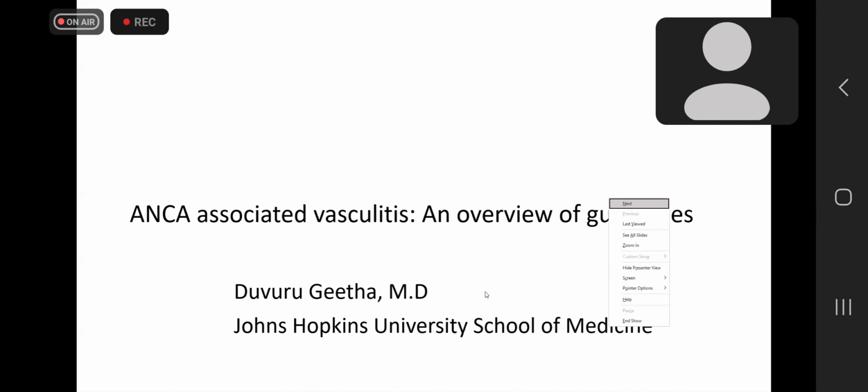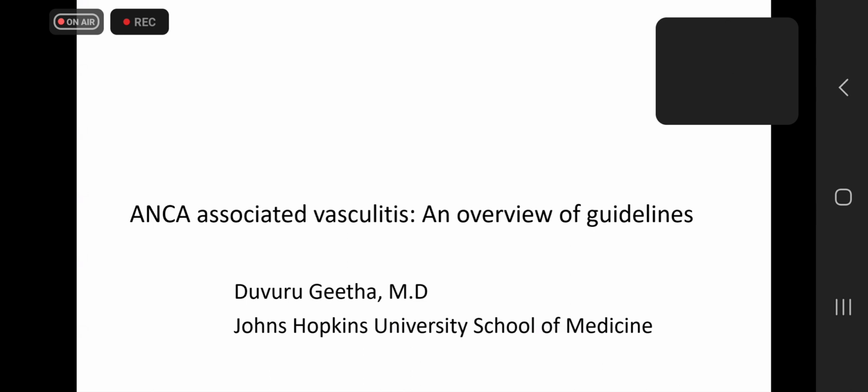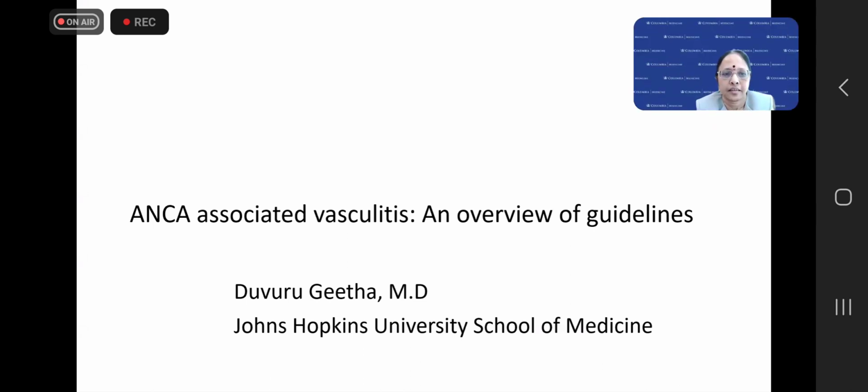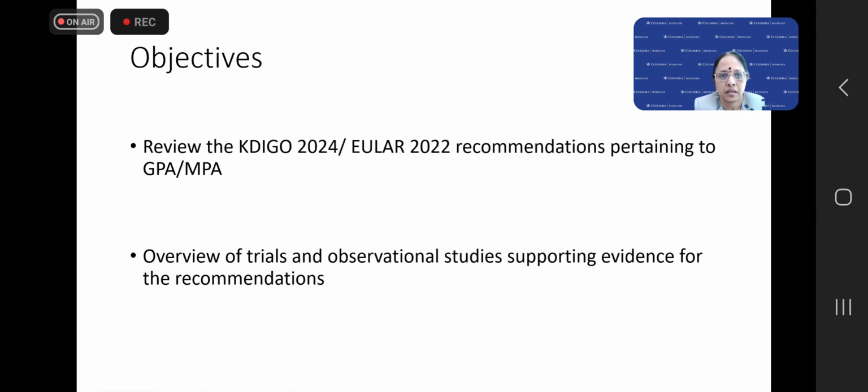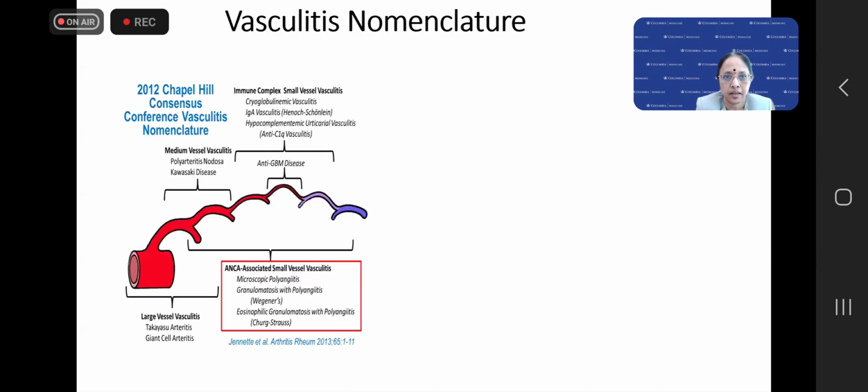So my topic today is to go over the ANCA-associated vasculitis guidelines that have been published by EULAR and KDIGO more recently. I think 2 weeks back, there was a recent update. So these are my objectives. I'll review the recommendations made by KDIGO 2024 and EULAR 2022 pertaining to GPA and MPA. And then I will provide an overview of the trials and observational studies that provide supporting evidence for these recommendations.